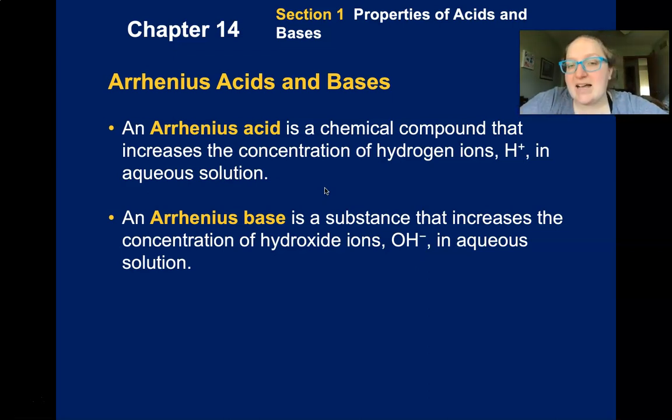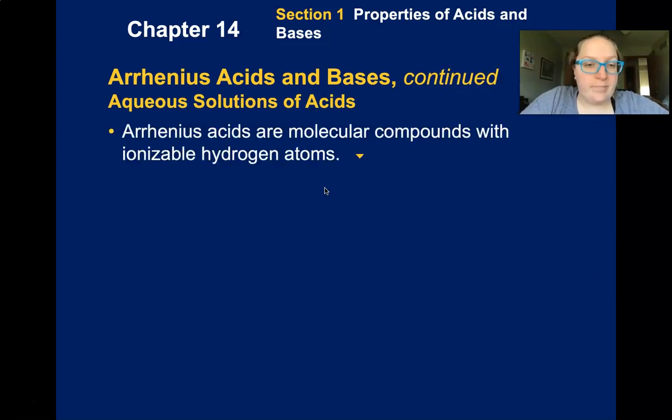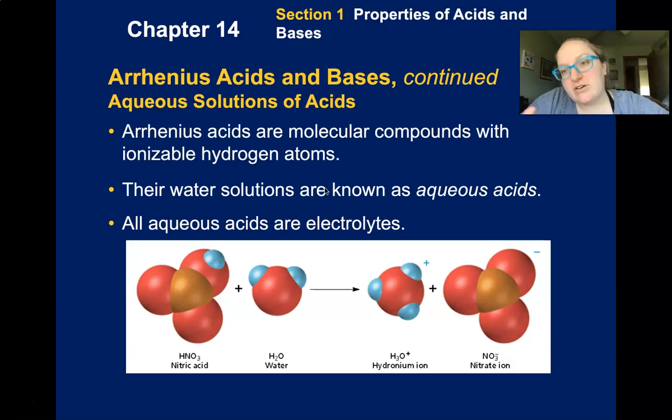An Arrhenius acid is one that increases the amount of hydrogen ions in an aqueous solution, whereas an Arrhenius base is a substance that increases the concentration of OH- ions in aqueous solution. Simple definitions. From there, we're going to apply them. When we say increases or decreases concentration, we mean when it breaks apart.